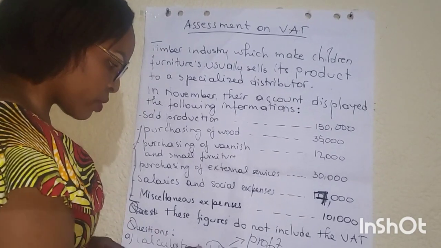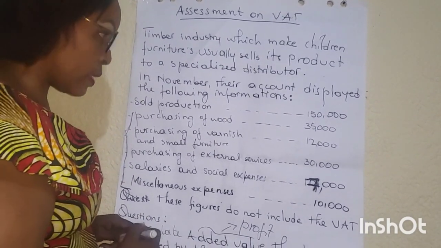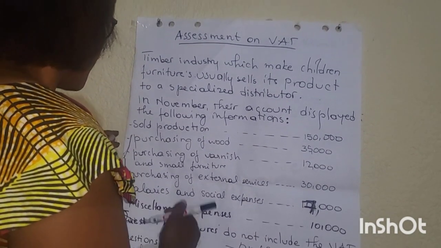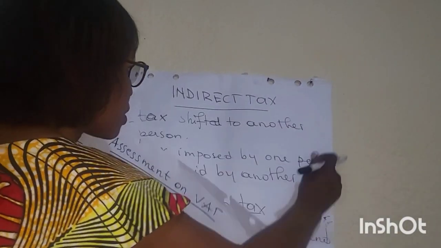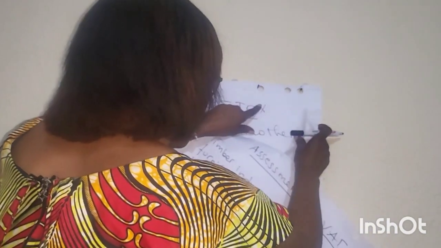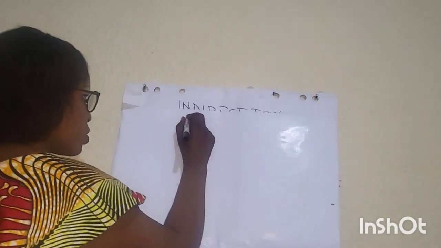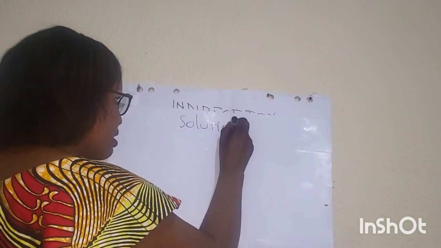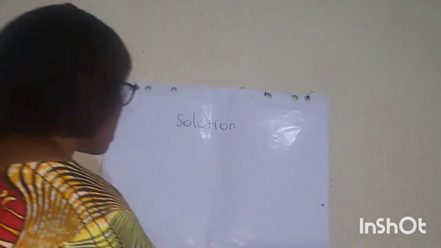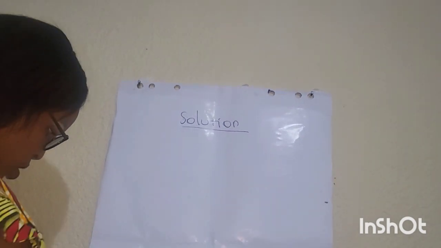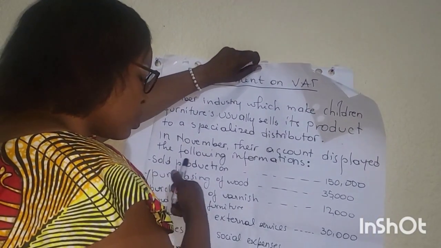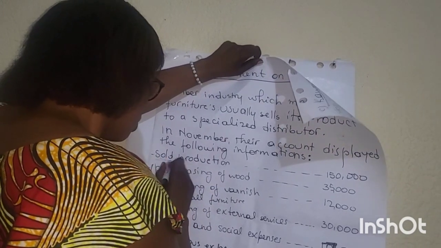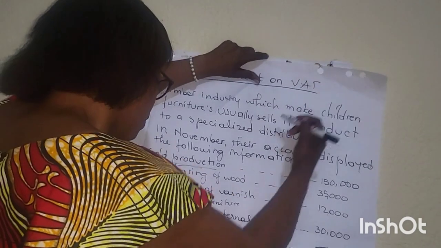Okay, so talking about value added tax, I have understood profit. So now let us continue. So now the solution will be like this. When we talk about sold production, this is all the income this timber industry received.